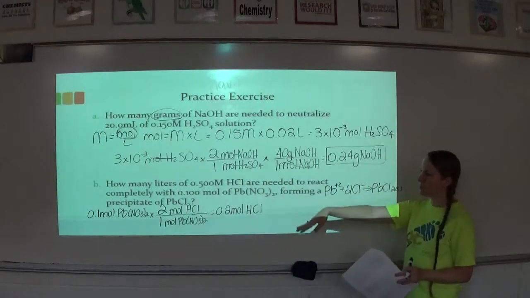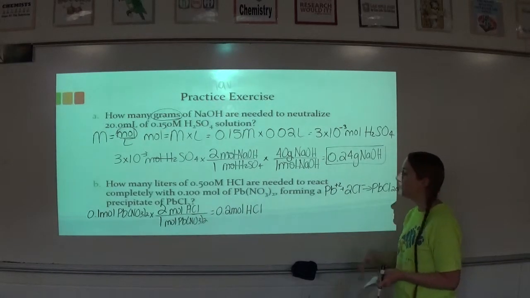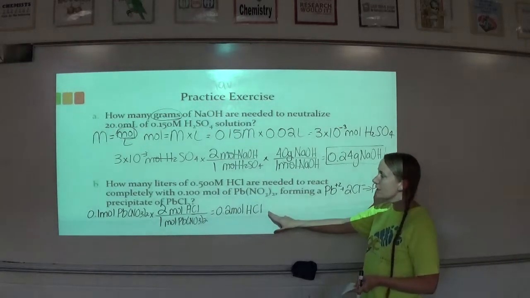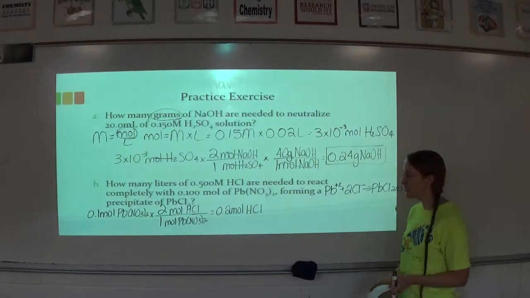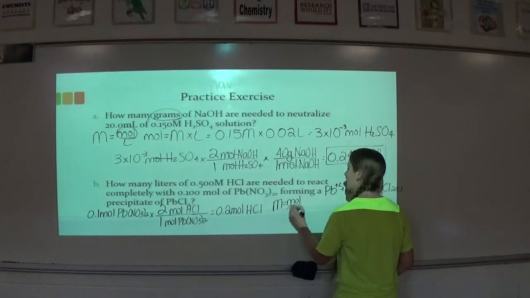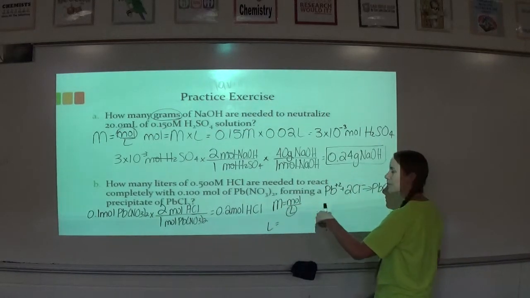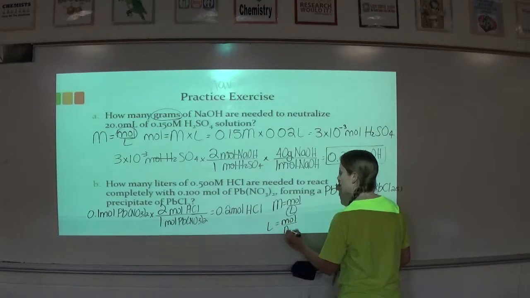All right, so I took my 0.1, multiplied by 2, got 0.2 moles HCl. Now that I have my moles of HCl and I have my molarity of HCl, I just need to figure out my liters. This is where we can use molarity equals moles per liter. I'm solving for liters, so when we rearrange this, because of time's sake, I'm not going to show you how to rearrange. Hopefully you know that from my other videos.